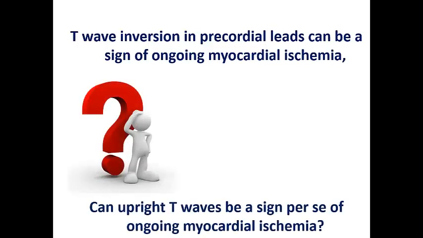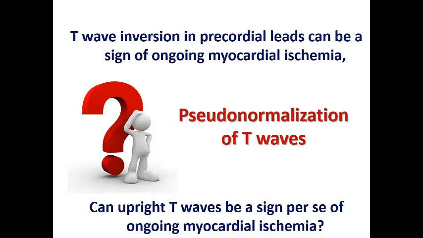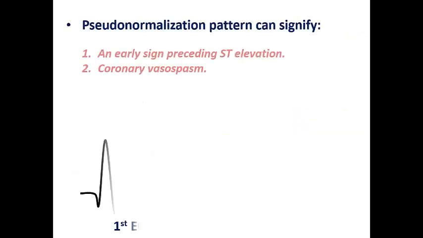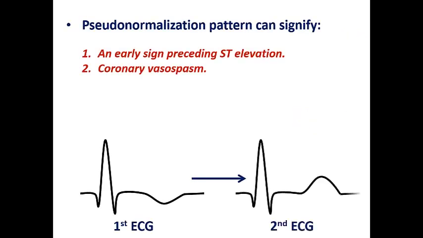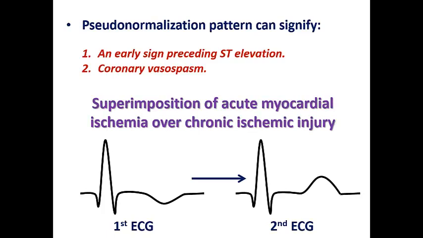So the question, can upright T waves be a sign per se of ongoing myocardial ischemia? We remember, of course, from this lecture, it was pseudo-normalization of T waves. Sometimes in patients who are already ischemic or having chronic ischemic injury, they would have resting T wave inversion while they are off chest pain. And when they develop anginal pain, they have upright T wave in the second ECG. So it is like a superimposition of acute myocardial ischemia over chronic ischemic injury.